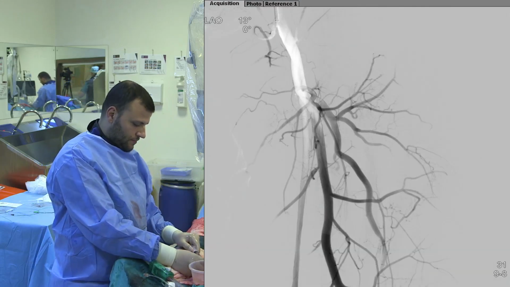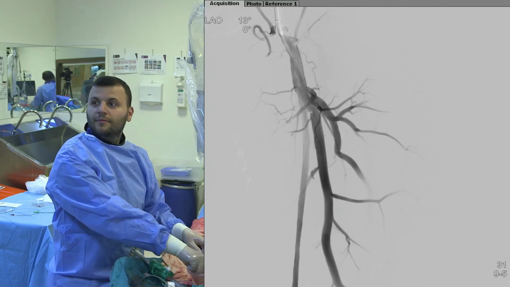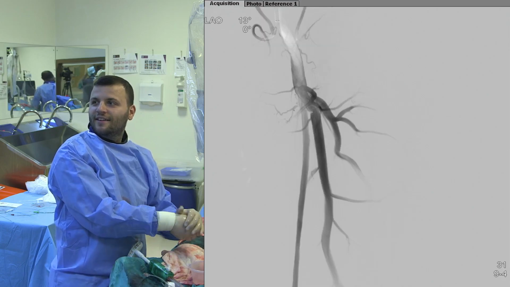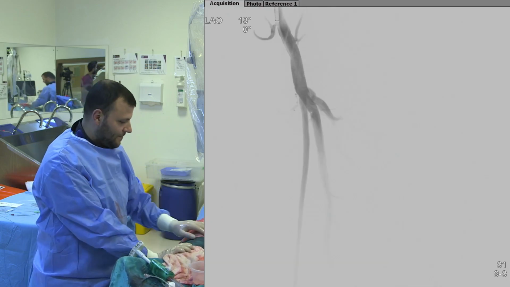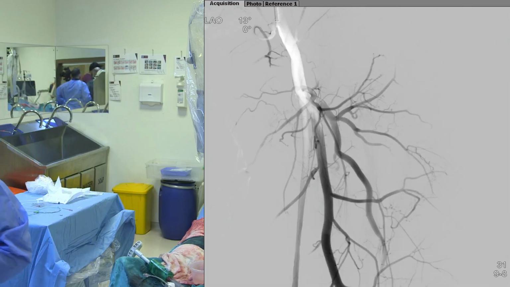Which wire did you cross the lesion with? First, we used the Halberd 018. And then we used MG.